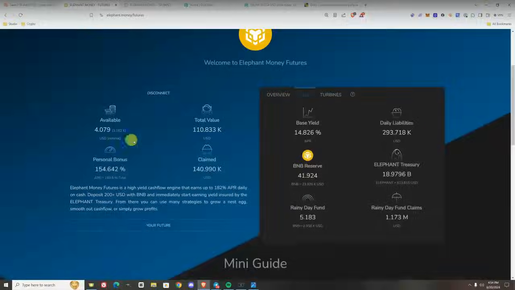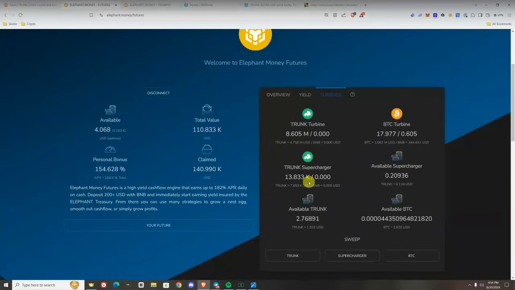So it curbs the daily liabilities, because anytime Bertha gets healthy and the daily liabilities are too great, they'll just drain Bertha right back down until the supercharger puts it back in. And then ultimately that just puts too much sell pressure on the Trunk token when we're really trying to keep it out of the LPs. So hopefully that clarifies some things for people, because I was curious about that too.